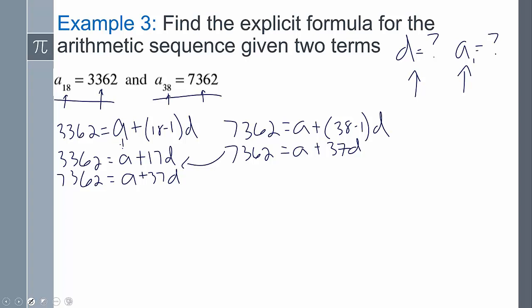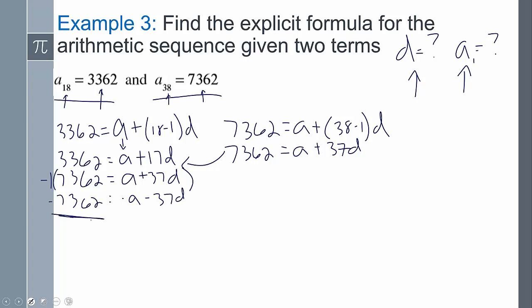If you look at the a's here, I could easily eliminate those. So if I multiply this entire equation by a negative, that's going to give me negative 7,362 equals negative a minus 37d.